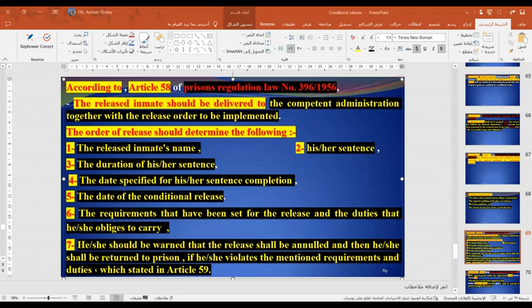Also, he should be warned that the release should be annulled, and then he shall be returned to the prison in the case of any violation he or she may be committed for his requirements or duties which state in Article number 59.